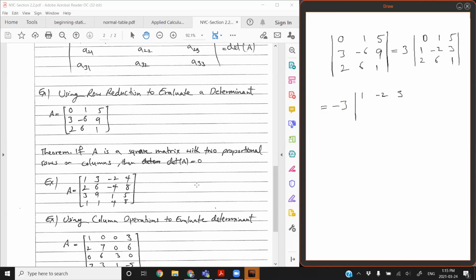Okay. So since I am swapping row 1 and row 2, I will add this negative here. I will multiply by negative 1. So 1, negative 2, 3 becomes the first row, 0, 1, 5 becomes the second row, and 2, 6, 1 is the last row, and it stays there. Are you following? Everything is good so far? Sir, why do you add the negative to the 3? Because I swapped row 1 and row 2.